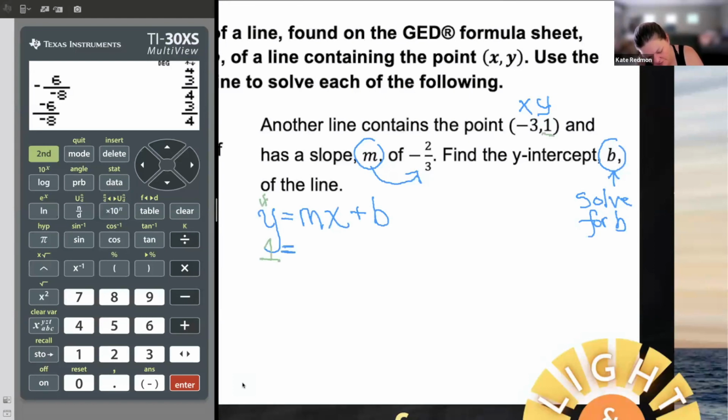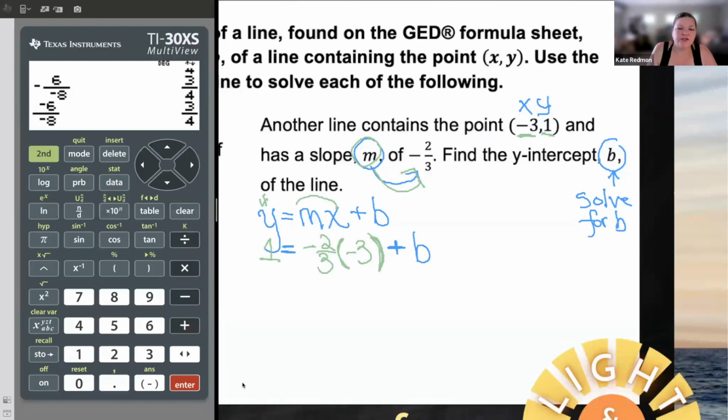We know our m this time. They told us what our m was, -2/3. Okay. We know our x. These two things are shoved together. The m and the x are shoved together with nothing between them. They are multiplying. So I will make sure I use some kind of signal to myself now that I'm plugging in numbers that I am multiplying. I'm going to multiply by my x value, which according to this point up here is -3. And that is going to be adding with b.